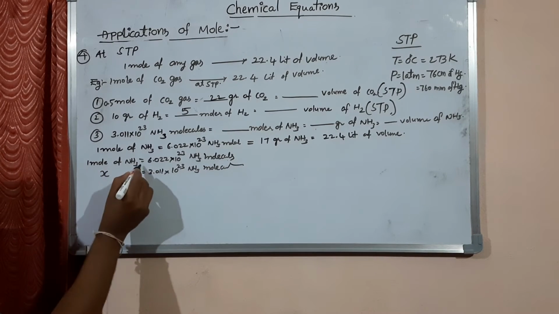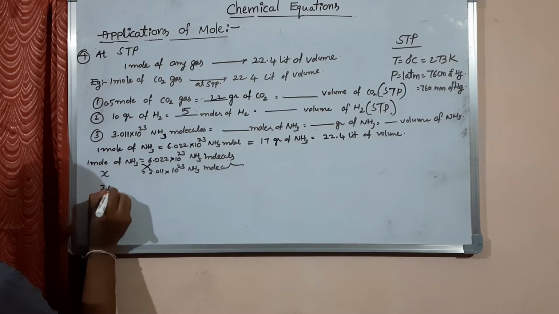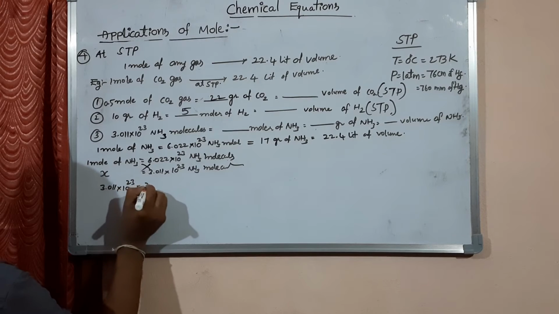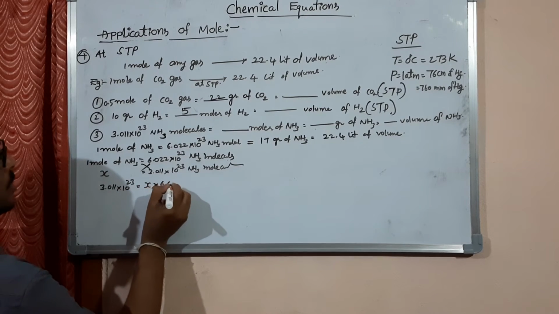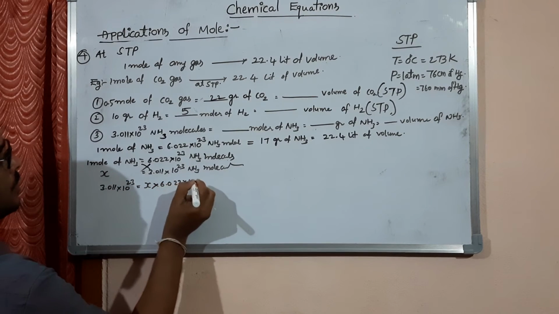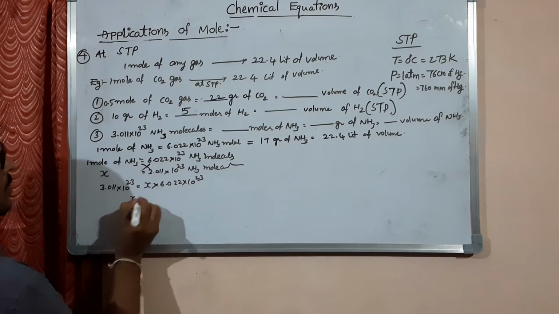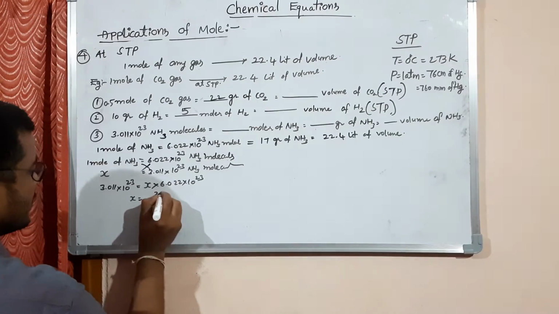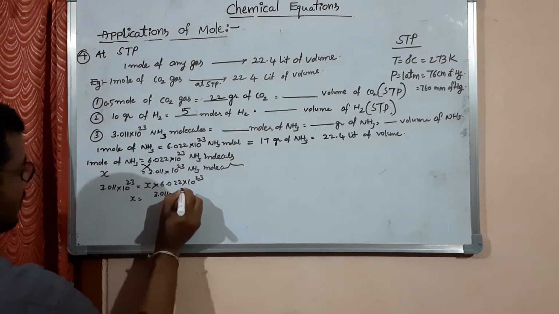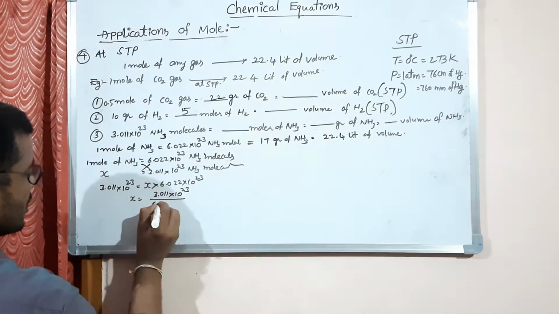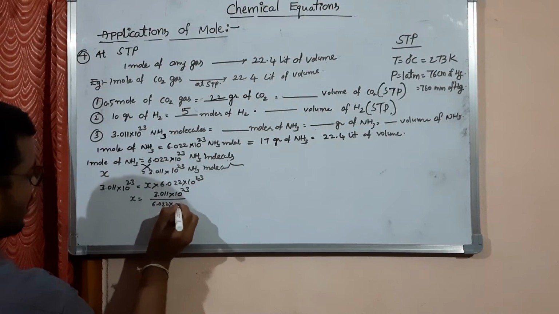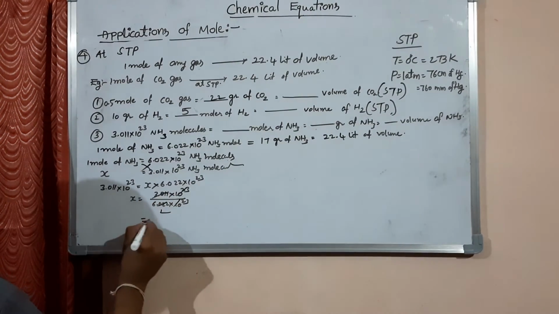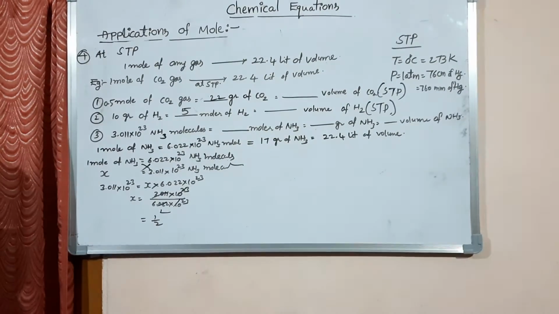Just cross multiply each other. Now 3.011 into 10 to the power of 23 is equal to x into 6.022 into 10 to the power of 23. Now x is equal to 3.011 into 10 to the power of 23 divided by 6.022 into 10 to the power of 23. These two cancel. We will get 1 by 2. x is equal to 1 by 2.